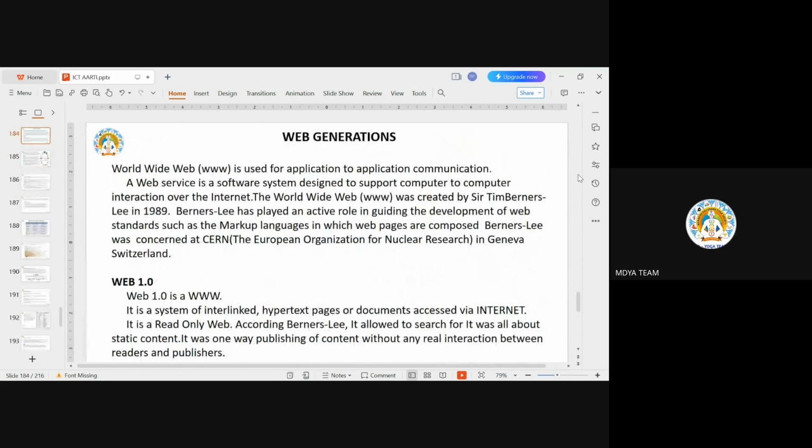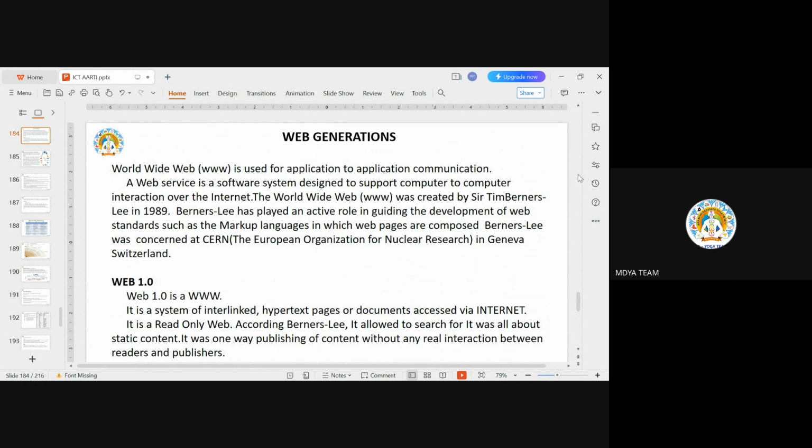Yes. Now it's web generations. This is an important topic. Sometimes questions come in from this topic. So, the World Wide Web is used for, as we discussed, application to application communication. A web service is a software system designed to support computer to computer interaction. As we know, we want to communicate, so we can. It is like a system software.